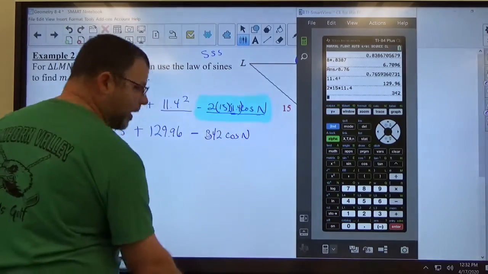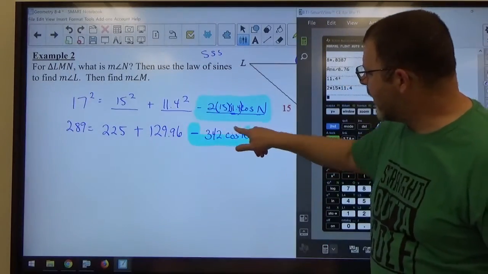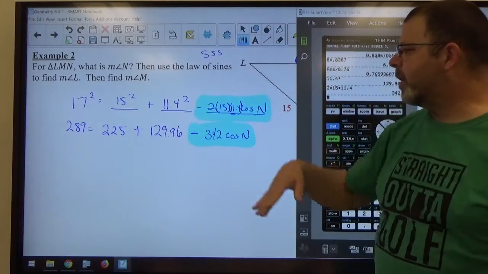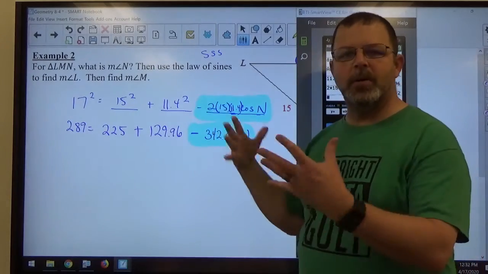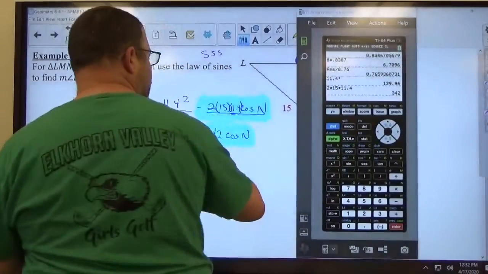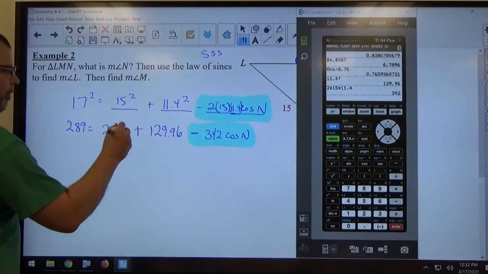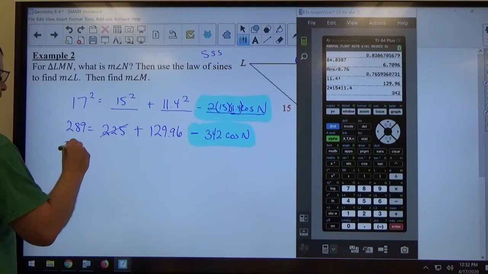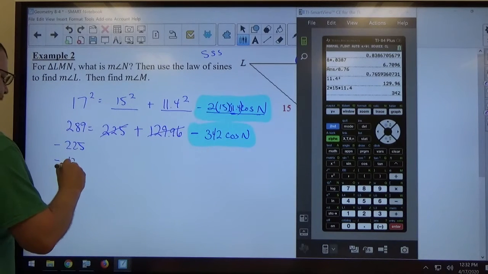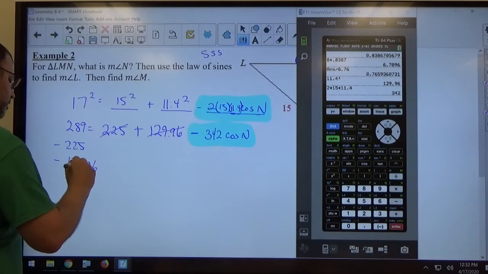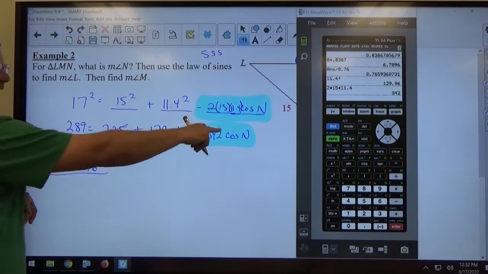Now the point I'm making, and I hope I'm making it well, is that all this stuff is together. It doesn't interact with other stuff. I've seen people do this and subtract that number and do weird stuff with it, but that 342 is attached to cosine of N, so keep that separate from everything else. I want to move the 225 over here, it becomes minus. I want to move the 129.96 over here, it becomes minus. So I'm moving everything over here that is not that term.